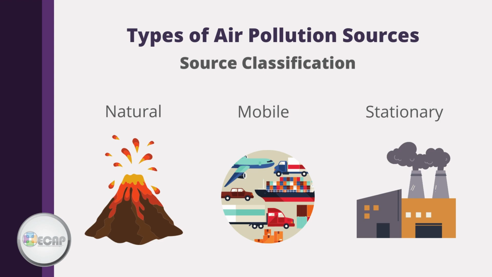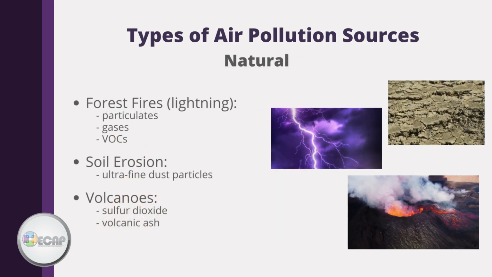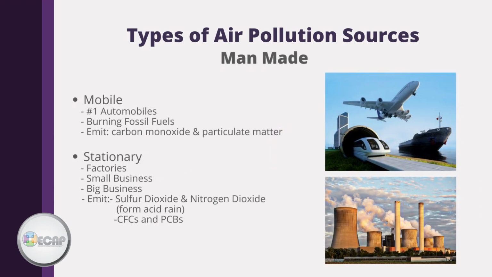Air pollutants can come from a wide array of sources, classified as natural, mobile, and stationary. We will talk about each one of these types of sources. Natural sources of air pollution include wind-blown dust, wildfires, volcanoes, and lightning, which can produce low-level ozone. Mobile and stationary sources are man-made. Mobile sources include the burning of fossil fuels for automobile engines. Stationary sources are fixed to a single location, such as factories or power plants.